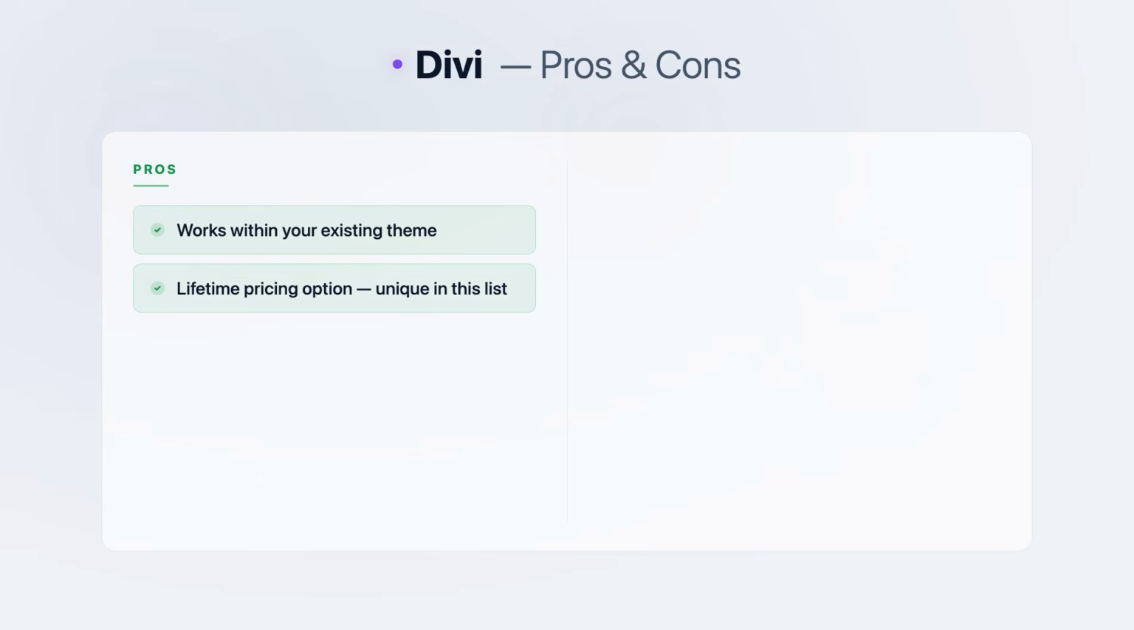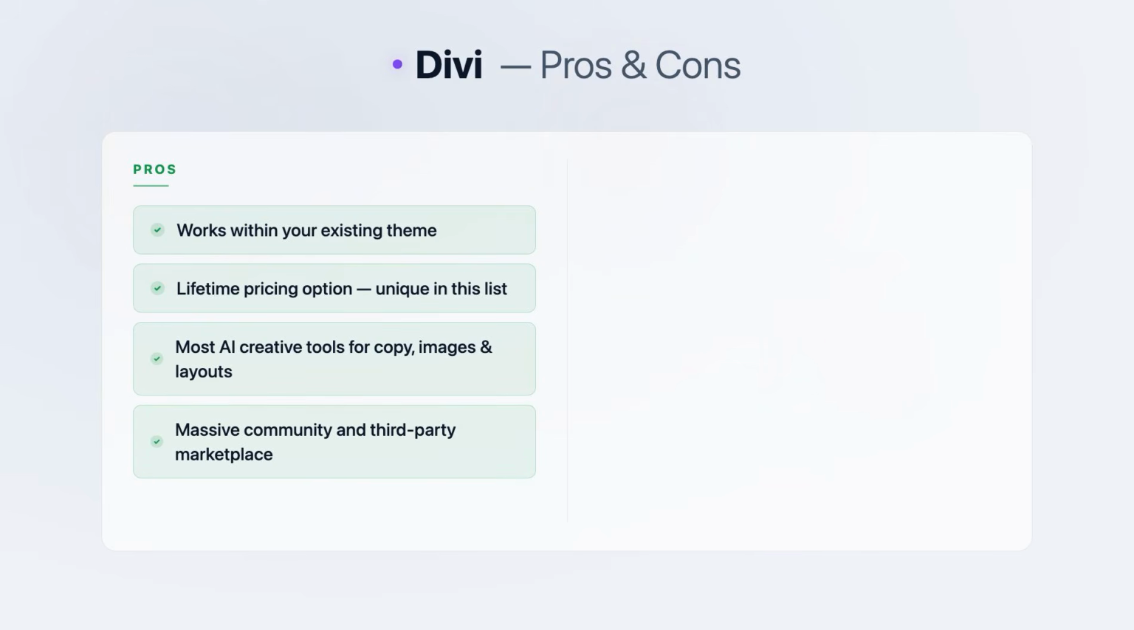Lifetime pricing options available, which is a rarity nowadays. So if you want, you can make a purchase for a lifetime. And now you have AI tools for copy, image generation, layout generation, and more creative AI features. So you can use those features unless you don't want to use them. And you have a massive community, so you will get support and you will get questions answered.